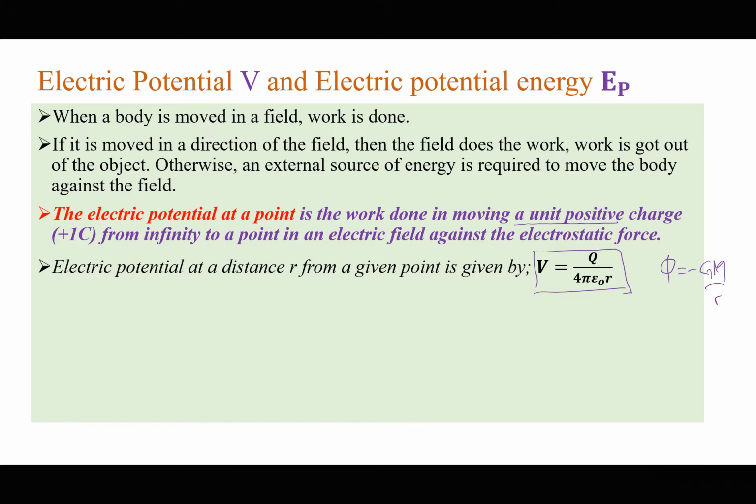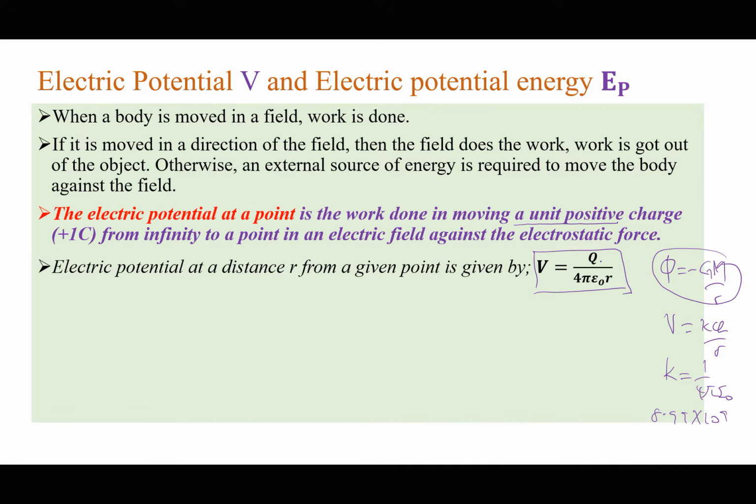Of course, if we compare with the expression for gravitation, we would have V equals KQ over r. Remember K, earlier on we have seen K is 1 over 4 pi epsilon naught, and 1 over 4 pi epsilon naught is approximately 8.99 times 10 power 9, as we have already seen. So these expressions are almost the same.